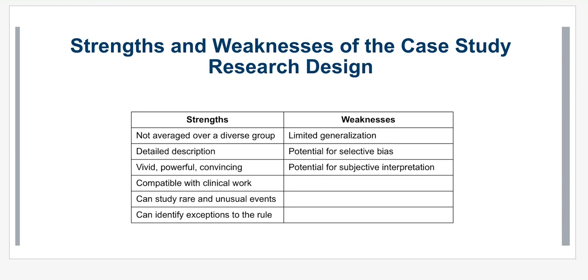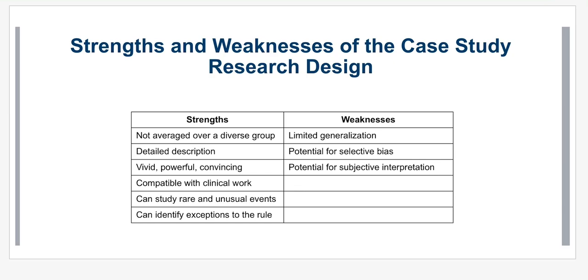It's also, of course, very compatible with clinical work. Some clinical work can't really be done in any other way. And then also helps us to study those rare and unusual events, again, because we can't really study them in any other way. And we can also identify exceptions to the rule. Again, group research does lead to general laws and truths about behavior, and that's great. But there are, of course, going to be exceptions to a lot of those laws or rules. I'm using air quotes, you can't see me, but there's always going to be exceptions in individual cases. And so this can help identify those situations.